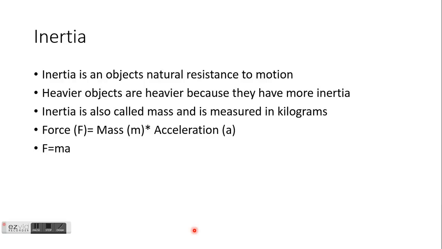So, that's where we get Newton's second law. Newton's second law says that the force divided by the object's inertia is equal to the acceleration. Or if you rearrange it, the force is equal to the inertia times the acceleration. And inertia is also called mass, and it's measured in kilograms. So you can say that the force F equals the mass M times the acceleration A, or F equals ma. And that's going to be the formula that you hear the most often in dynamics.